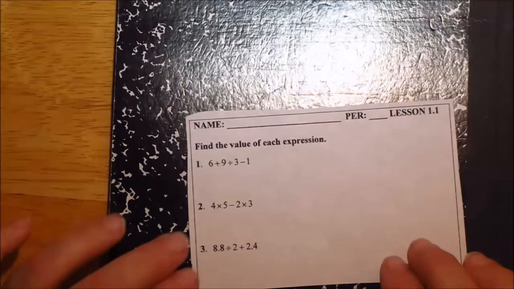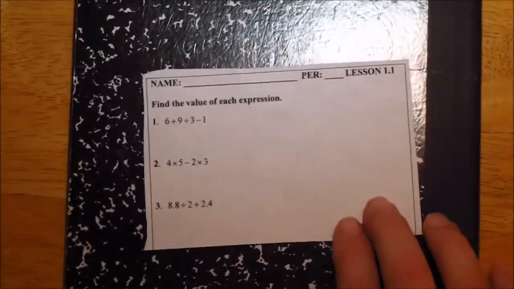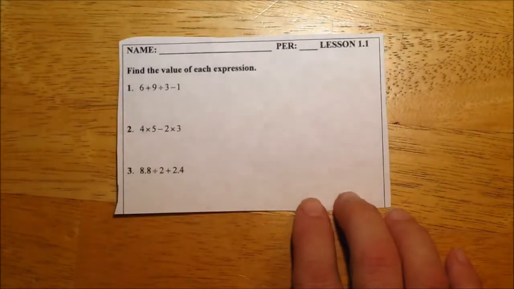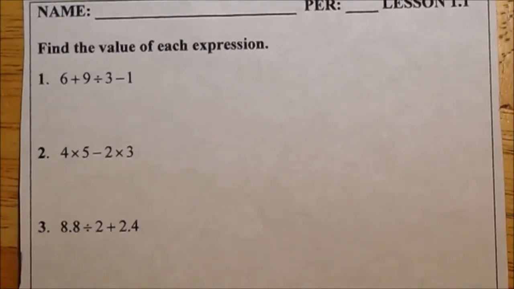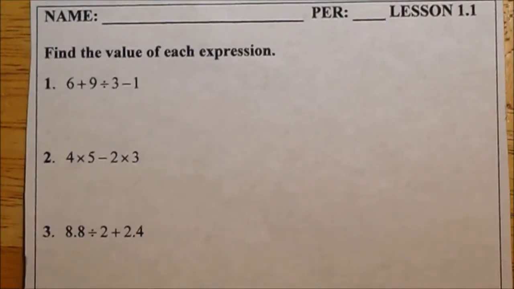Last is exit ticket for lesson 1.1. I'm trying to get it out of the glare there. Okay, and I'll try to zoom in on that for you a little bit. All right, so this is just for if you want some extra practice. I don't give you the answers to this, and your teacher may use it in some other way. You might want to work this out on a separate sheet of paper if you're looking for the extra practice.